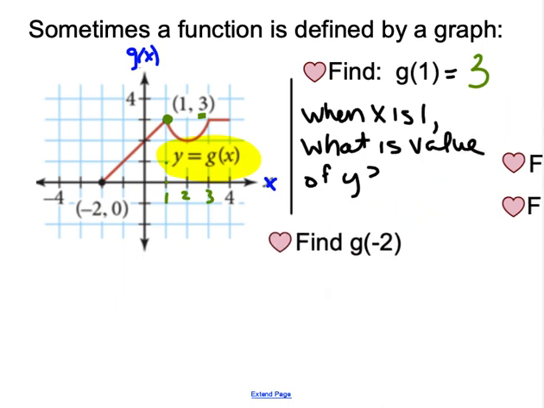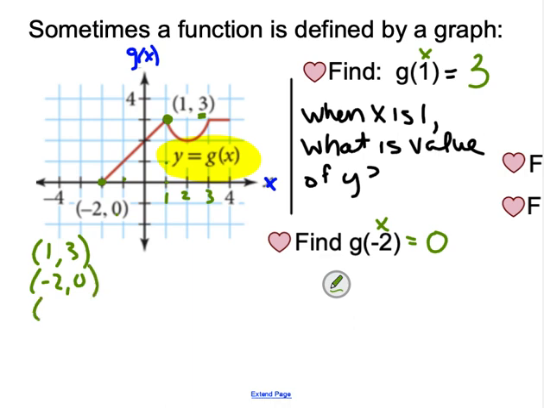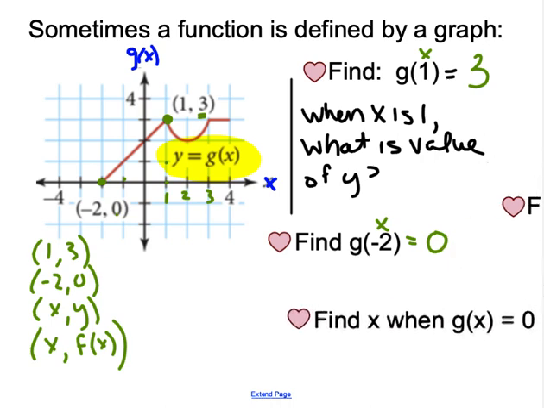Let's try another one. This one says find g of -2. If you can remember that what's in parentheses is always your x value, this will be a piece of cake. So let's look on the graph. Well, when x is -2, oh, my graph, it's right there at 0. So it's kind of like you're used to writing these as ordered pairs, (1, 3), (-2, 0). You're used to thinking of them as x, y. Now you could start thinking of them as x, f of x. It's just a little simple thing, but it'll help.